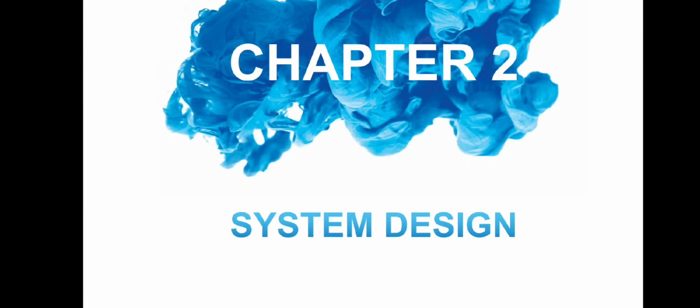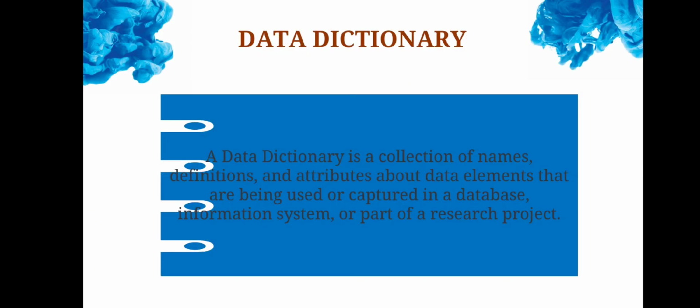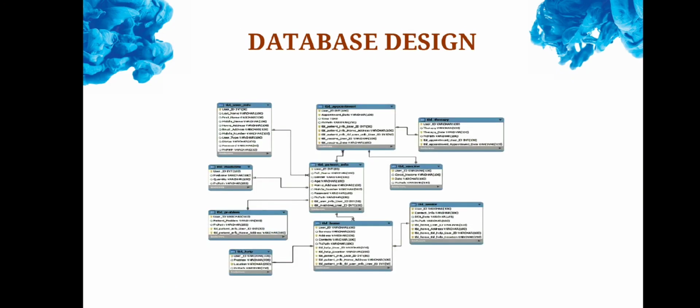Chapter 2, System Design. Data Dictionary. A data dictionary is a collection of names, definitions, and attributes about data elements that are being used or captured in a database, information system, or part of a research project. Database design. Ito po yung ERD diagram namin. Ayan po, magkaka-connect po lahat sila in one-to-one and one-to-many relationship.